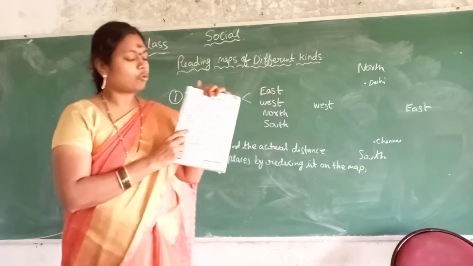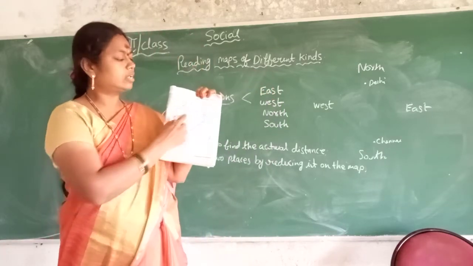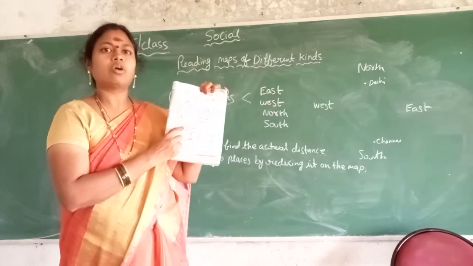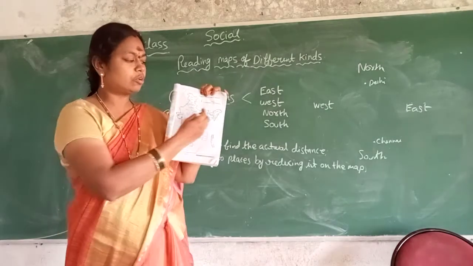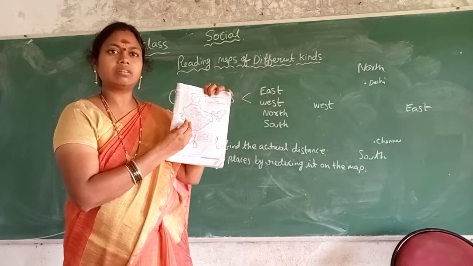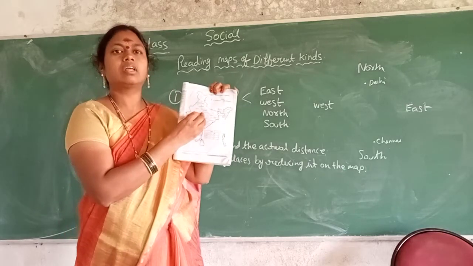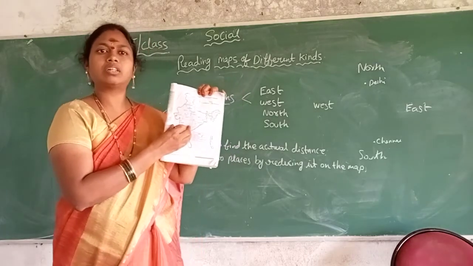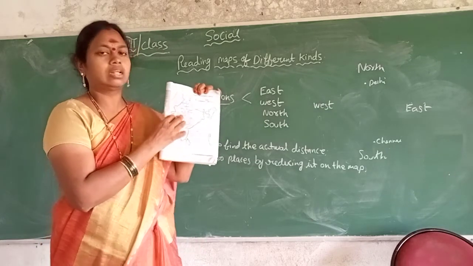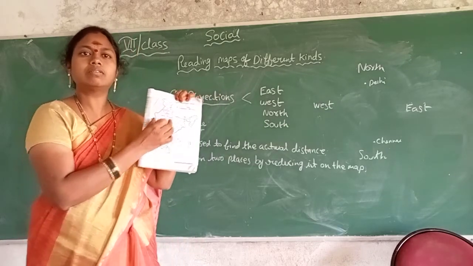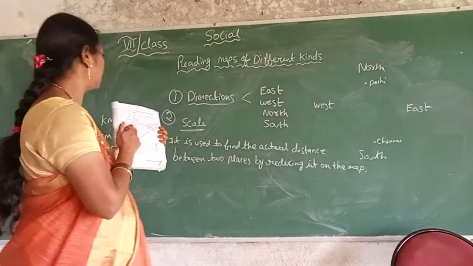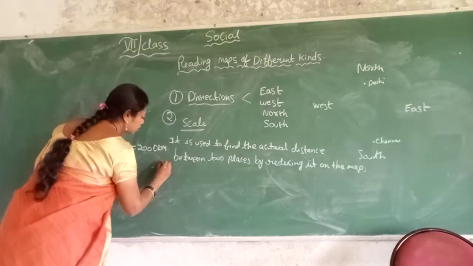But while showing it in the map, you show 10 centimeters because you have used the scale. You have reduced the distance into centimeters and you show it in the map. When you show the actual distance, the space will not be sufficient in the map. That is the reason why we use the scale. So this is about the scale. And the third one is symbols.